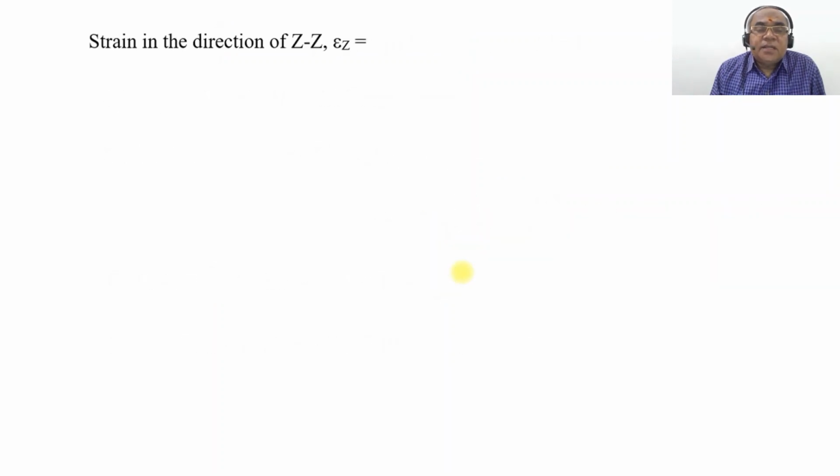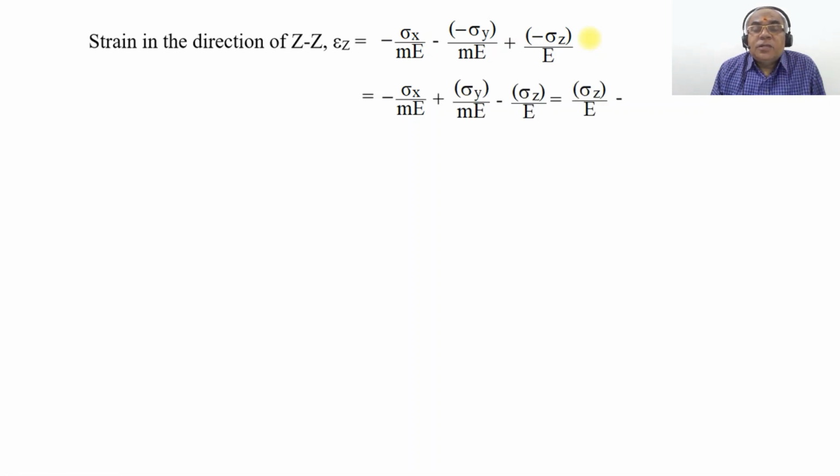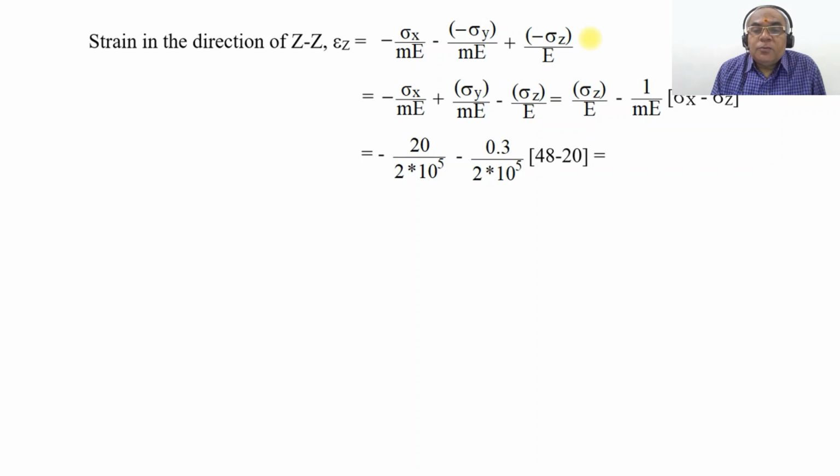Now, when you are considering the strain in the direction of ZZ, epsilon z will be equal to minus sigma x by m into E, then minus of minus sigma y by m into E, then plus of minus sigma z by E. Why negative here? Because it is compressive stress in nature. So that is equal to sigma z by E minus sigma y by m into E minus 1 by m into E into sigma x by sigma z. Substituting these values: minus 20 by 2 into 10 to the power of 5, that is the sigma z value, minus 0.3 into 2 into 10 to the power of 5 into 48 minus 20. On simplification, you are going to get minus 1.42 into 10 to the power of minus 4.